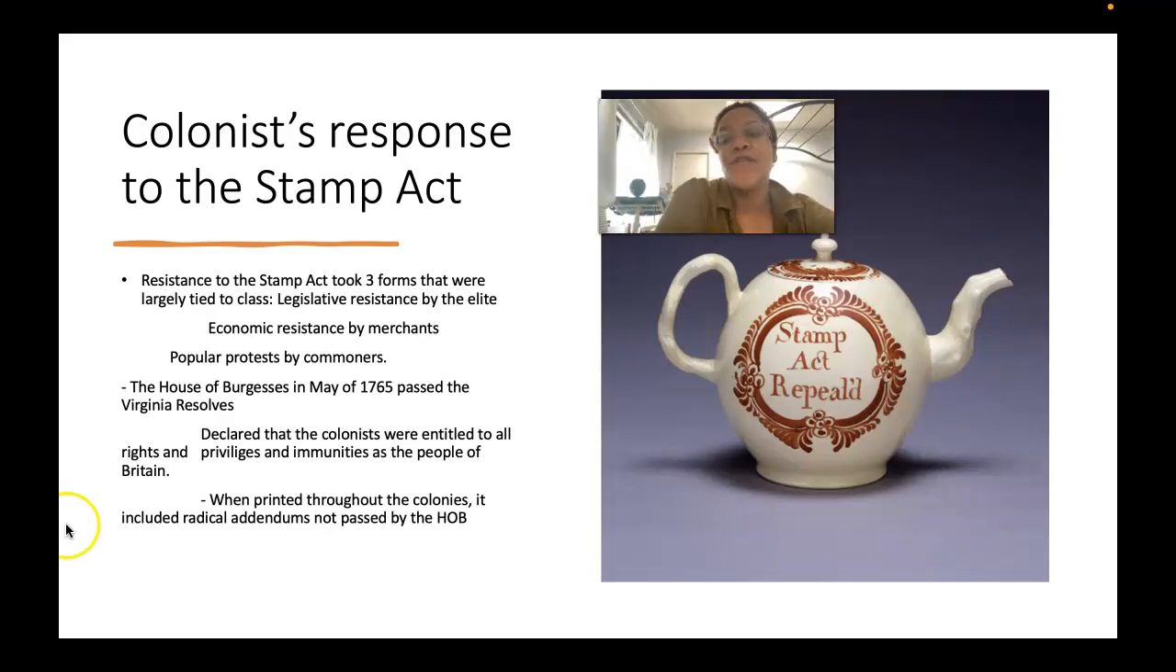This is ridiculous. The Virginia Resolves were printed throughout the colonies and mass distributed, and in the process of it being distributed, there were additional radical addendums that were not approved of or passed by the House of Burgesses. However, these radical additions really inspired a language of patriotism amongst these British American colonists.